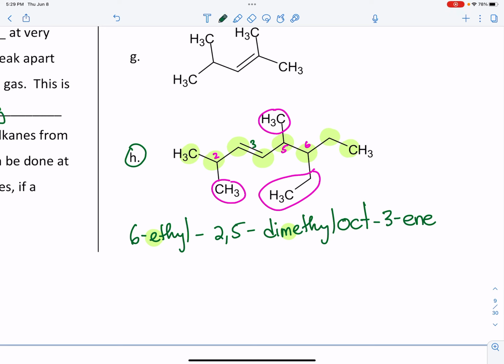What's this guy's chemical formula? Well, 8 carbons are in octene. 2 methyls would be 10 carbons total. And then that ethyl would give me 2 more. So this has 12 carbons. There's only hydrogens attached. I notice the double bond, so it's going to be C12H24.